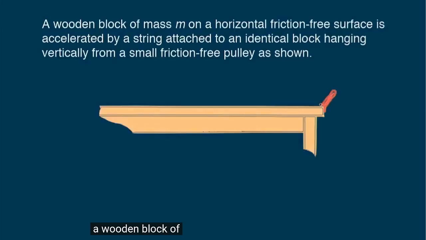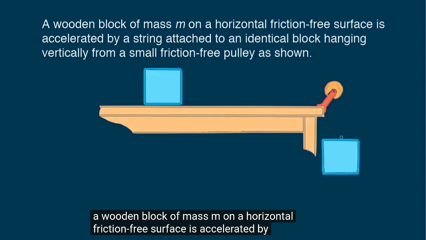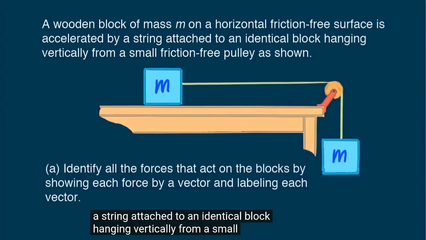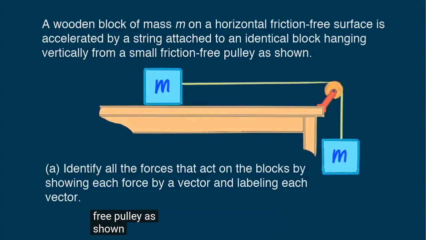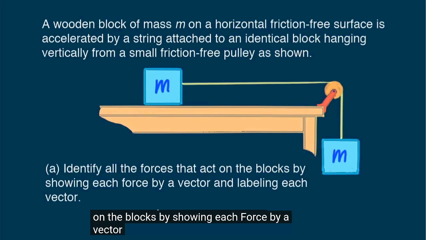A wooden block of mass m on a horizontal friction-free surface is accelerated by a string attached to an identical block hanging vertically from a small friction-free pulley, as shown. Identify all the forces that act on the two blocks by showing each force by a vector and labeling each vector.